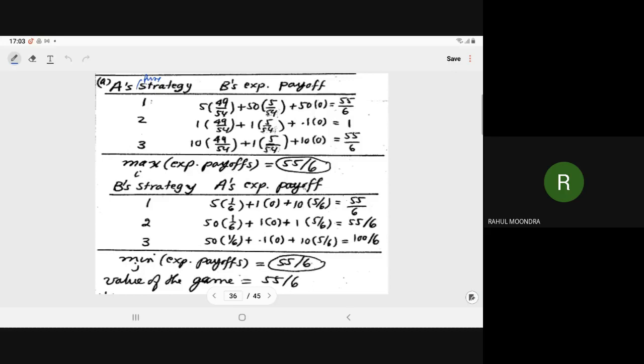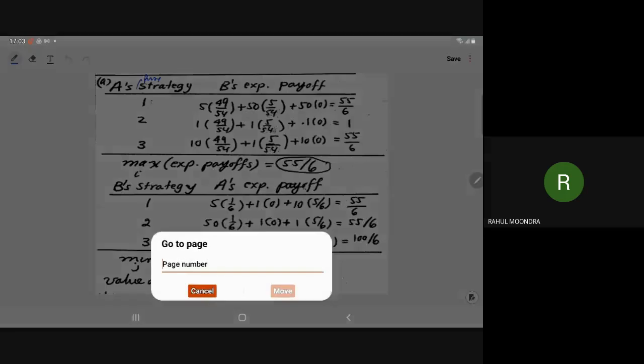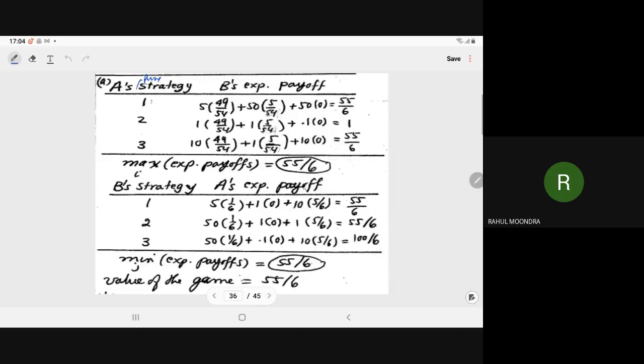Corresponding to the second strategy of A, it is 1, and corresponding to A3, it is 55/6. So here we have 55/6, 1, and 55/6. What we have to compute here is the min max, that is, the expected payoff, and we take the maximum of these, so it will come to 55/6.